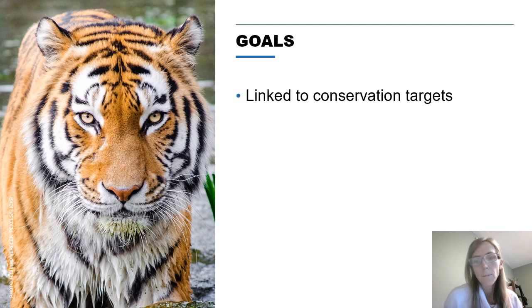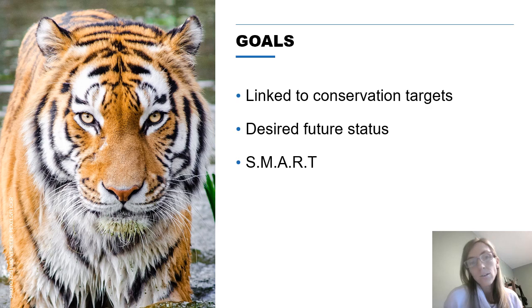So when we develop goals for our conservation targets, they should state our desired future status of those targets. We need them to be SMART goals: specific, measurable, achievable, results-oriented, and time-bound.